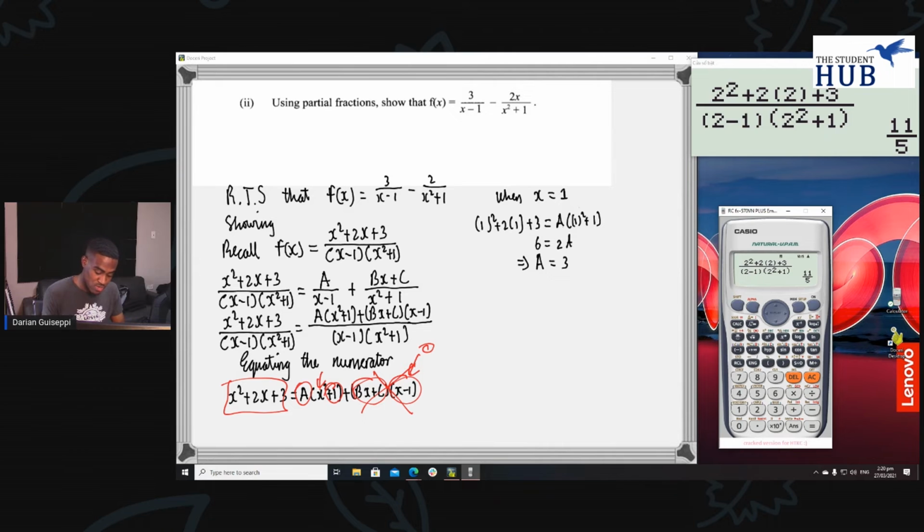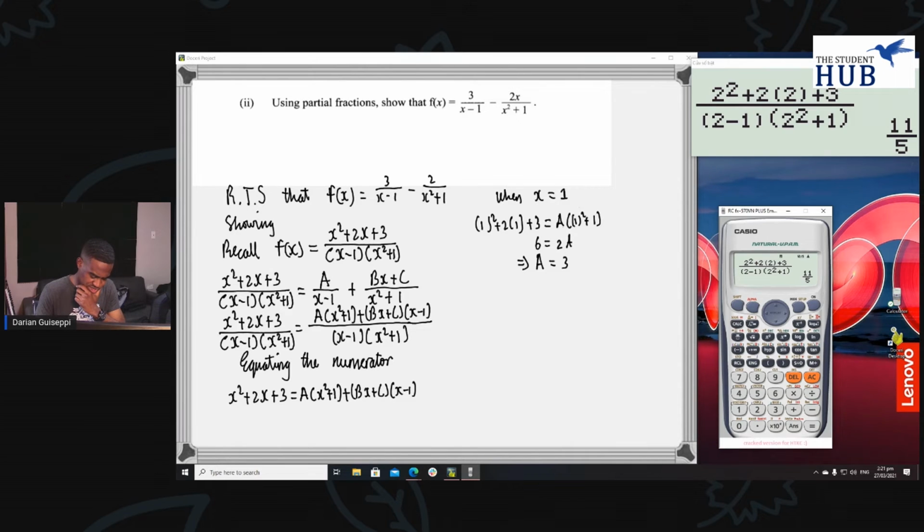And then on this side here, I plug in x is equal to 1 as well. When you plug in x is equal to 1 on the left-hand side, you get 6. When you plug it in on the right-hand side, you get 2a. And then when you solve for a, you get 3. So that's basically the method I would use. That is really cool. And then the next thing, what can we use next?